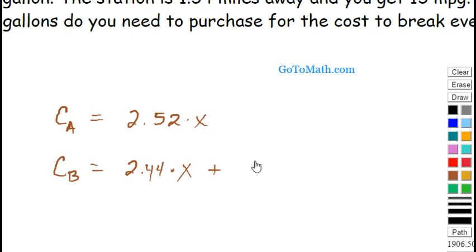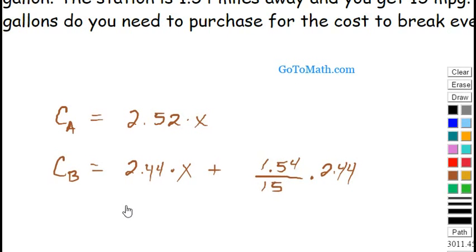Okay, so this right here, this is going to end up becoming the cost that it's going to cost you to drive over there. And the way we're going to figure that out is you're going to have to drive 1.54 miles. All right, so that's the mileage right there, and you get 15 miles per gallon. Okay, so that's going to end up being the number of gallons. Then what did it cost? It cost $2.44. All right.